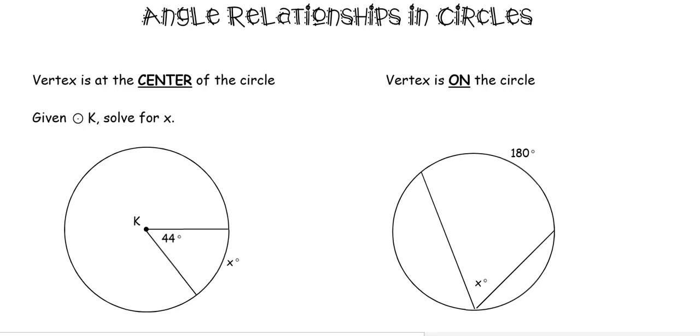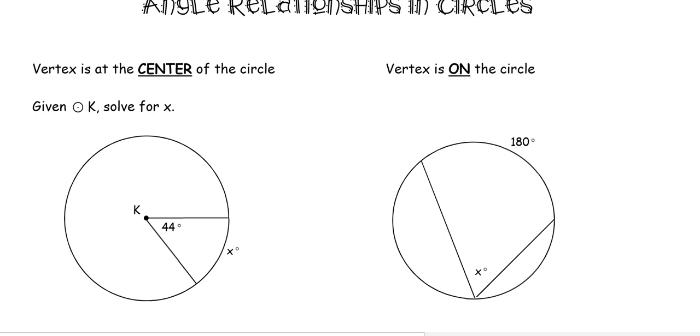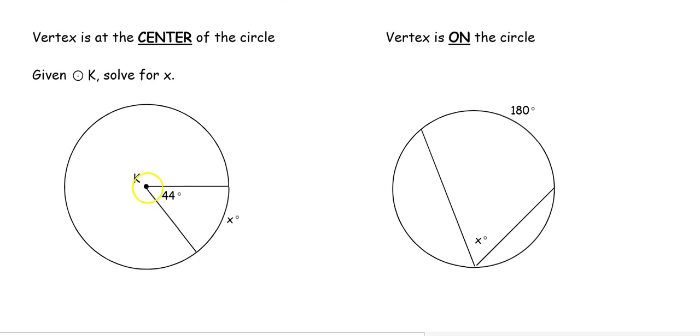In today's video, we're going to look at all the different kinds of angles that can happen in circles. So the first one is a review. What we're going to do is look at what happens if the vertex of your angle is coming from the center of your circle.